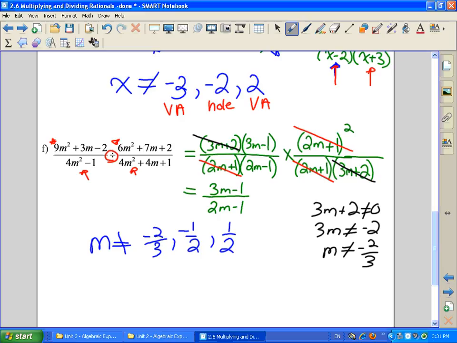Again, to look for your restrictions, you've got to deal with both the denominators in the original expression as well as the numerator that gets flipped to become the denominator. So in this case, m cannot equal negative 2 over 3. That's a hole because that one gets eliminated. M cannot be equal to negative 1/2 because that's a hole. And m cannot equal 1/2. That's the one that remains, so that's a vertical asymptote.